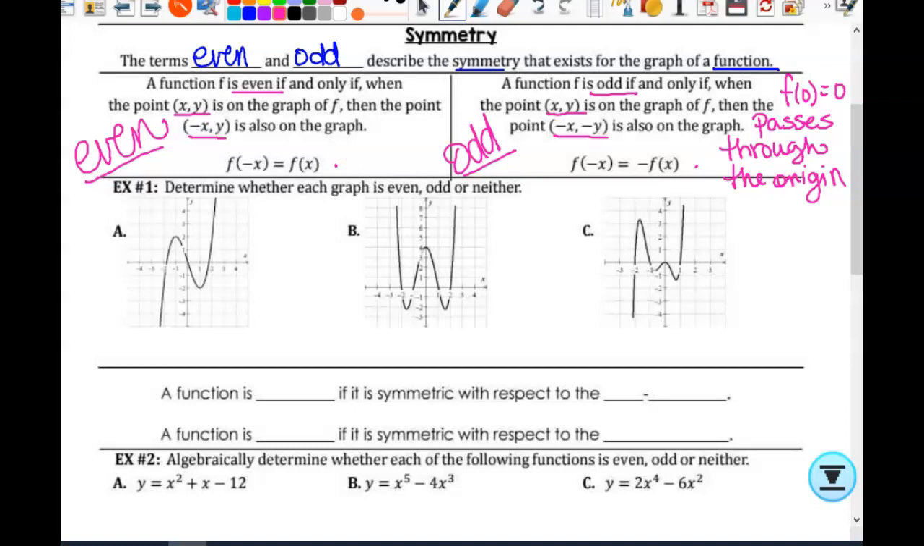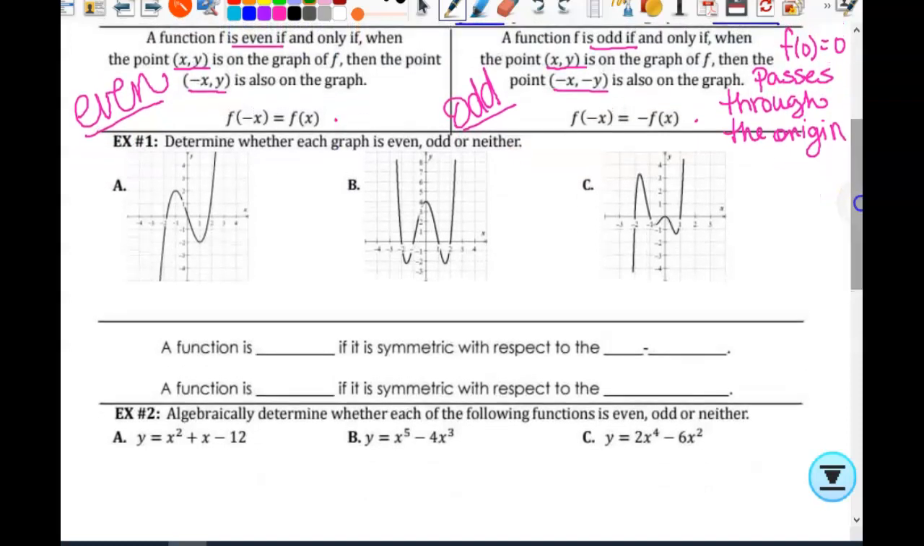Okay? So let's look at these examples. It says determine whether each graph is even, odd, or neither. And I'll kind of leave those up there. So if I look at this point right here and this point right here, this point is at (-1, 2). This point is at (1, -2).